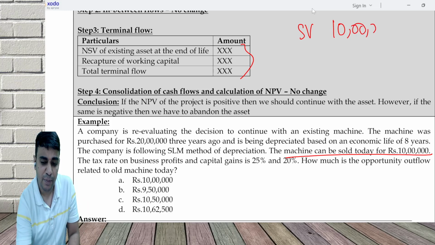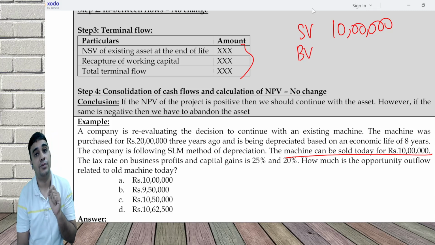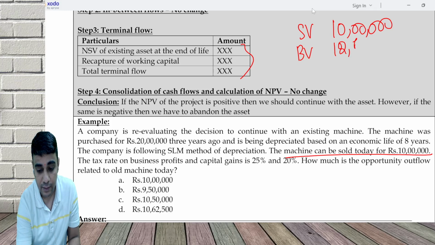Can you tell me what will be the book value of this machine? You purchased it for how much? 20 lakh. What was the life? Every year 2 lakh 50 you are knocking off. How many years got over? 3 years. So your left book value is 12 lakh. This is going to lead to a loss.